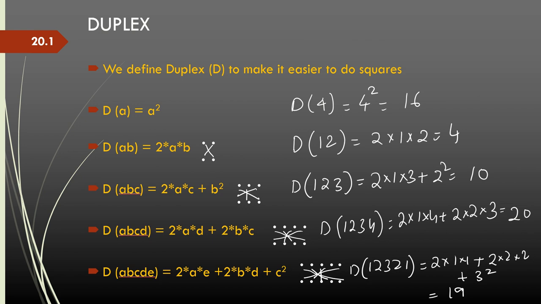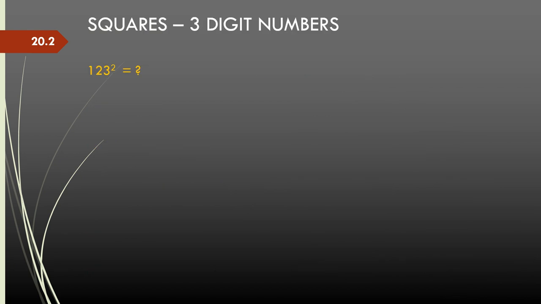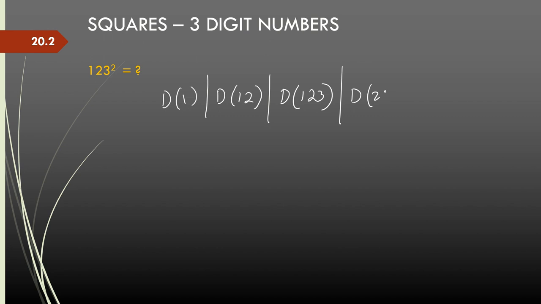If we remember this duplex, then writing squares of 3-digit numbers and larger numbers becomes extremely easy. For example, if I am working with a 3-digit number, say 123 square, the parts will be: duplex of 1, starting on the left, then duplex of 1 2, then duplex of 1 2 3, all three digits, then duplex of 2 3, and the last part will be duplex of 3. So this is the pattern.